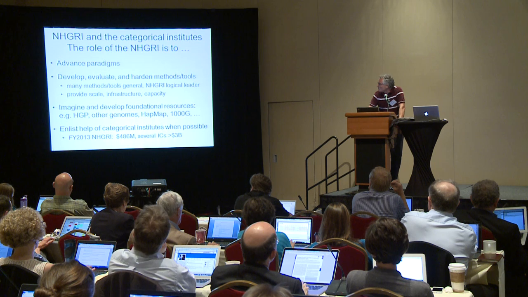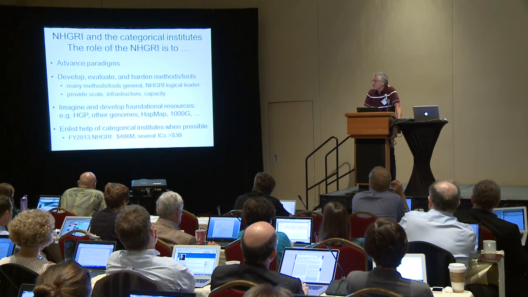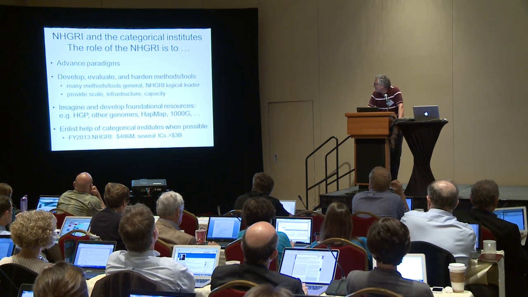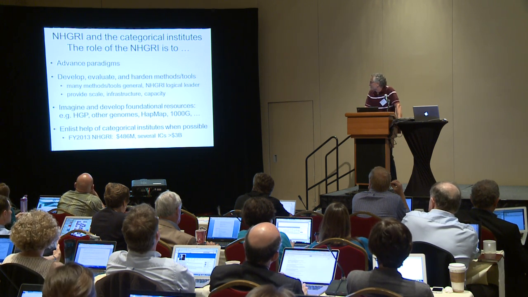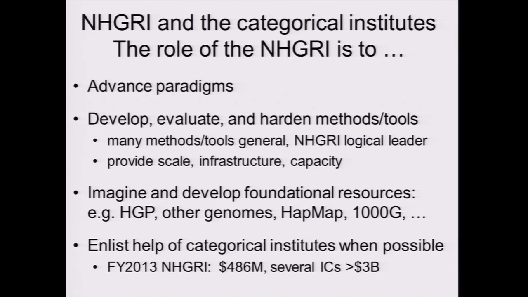We need NHGRI and the categorical institutes to work together. The role of the NHGRI is to advance paradigms, to develop and evaluate and harden methods and tools. Most of the methods and tools for this kind of work are general, and NHGRI is an established and logical leader. NHGRI should provide scale, infrastructure, and capacity. NHGRI is really good at imagining and developing foundational resources, from the Human Genome Project to other genomes to HapMap to 1,000 genomes, and the list is very long.